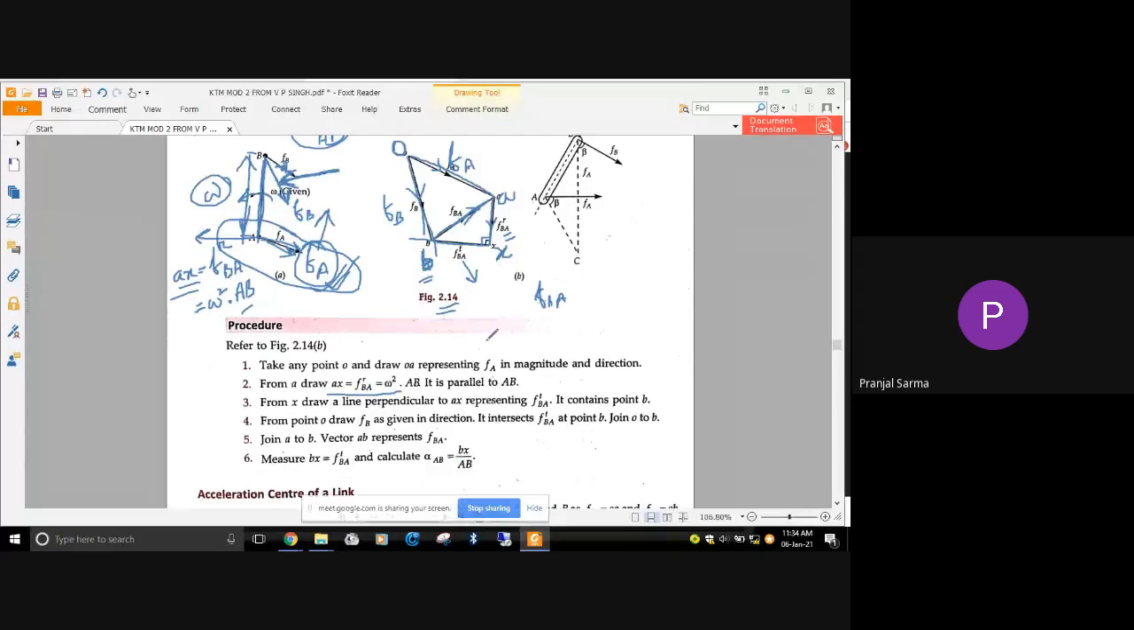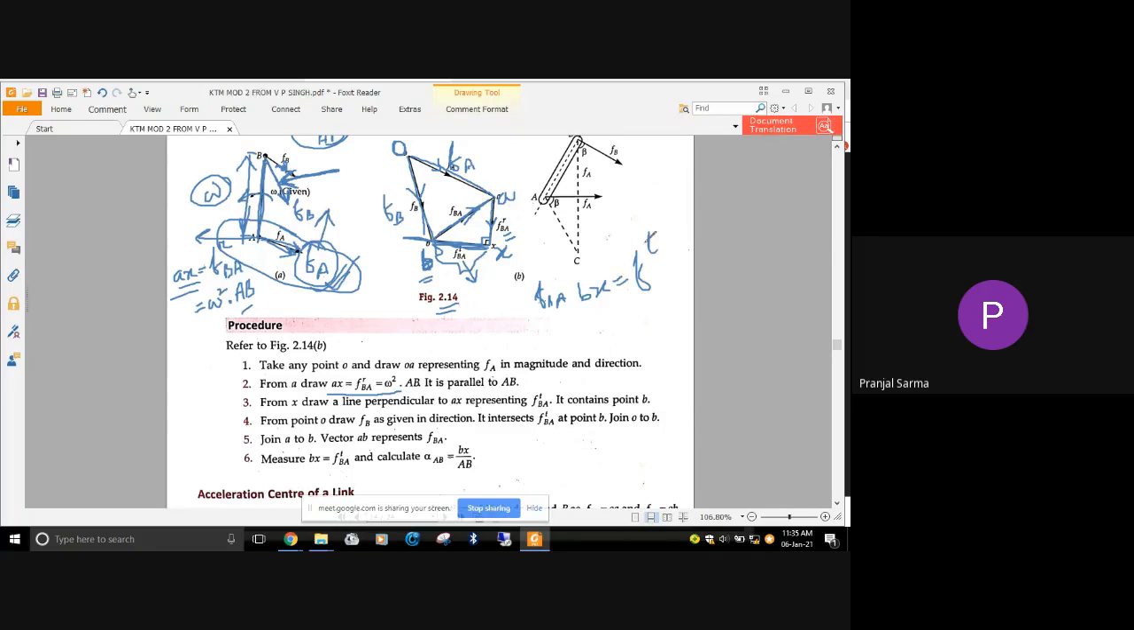Now our task is to find the values. For that, we are going to measure using a scale. Bx can be measured. AX has already been measured; as per measurement only, we have drawn AX. Previously we drew in direction only, but now we have located the point B, so this path can be measured. Measure the Bx value and convert. That distance Bx is nothing but the tangential component.